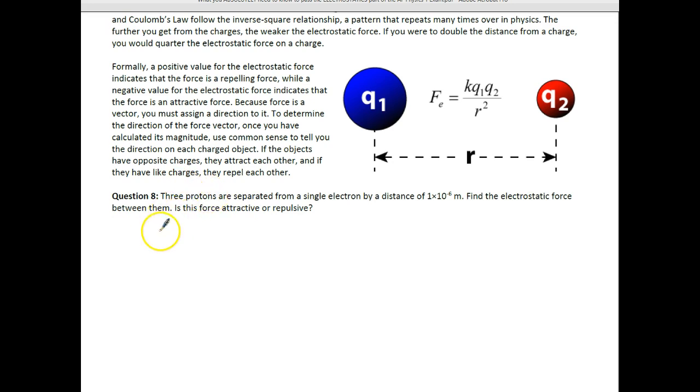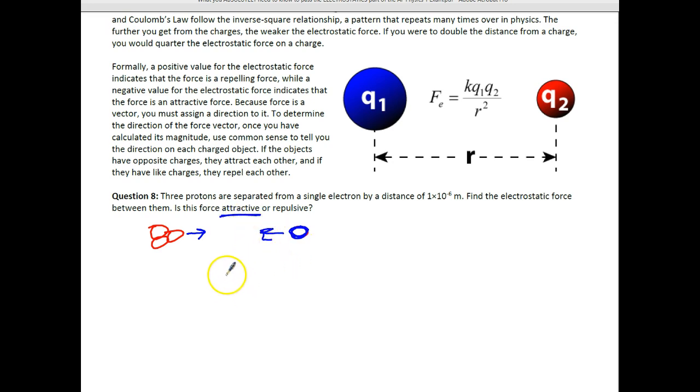So if we have 3 protons together, so we're going to say that these protons are together, and we have a single electron, and let's make the electron blue, so we'll just move it over here. There we go. So now we've got a blue electron. There is a force between those, and we know that since they are opposites, they actually will be attractive towards each other. So we have 3 protons, we have 1 electron, and that is definitely an attractive force.